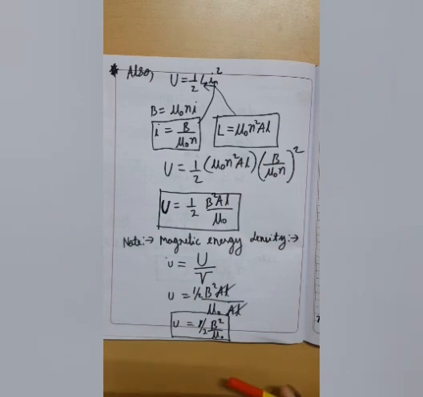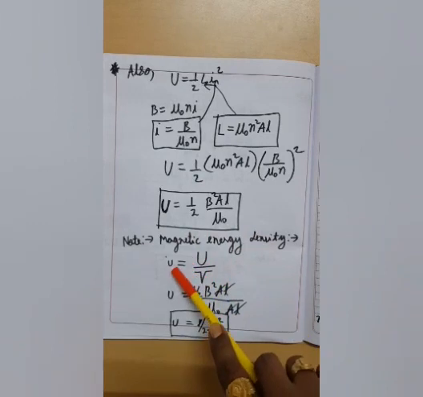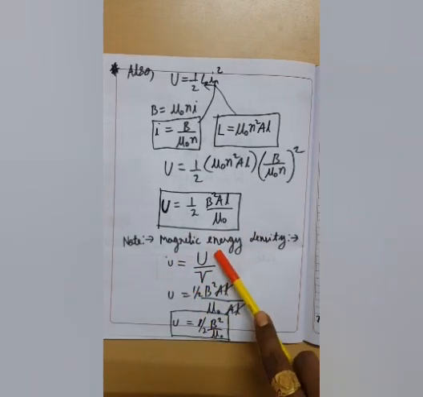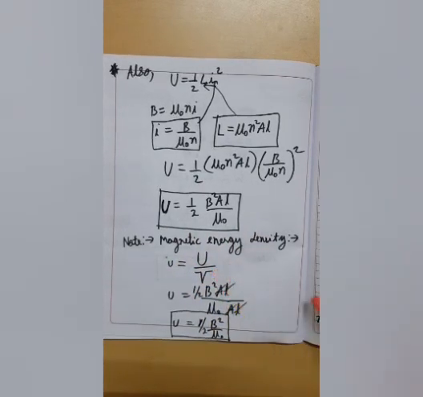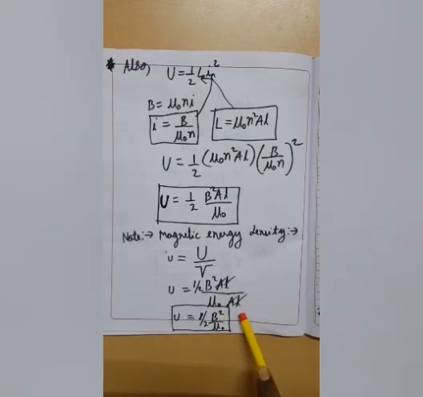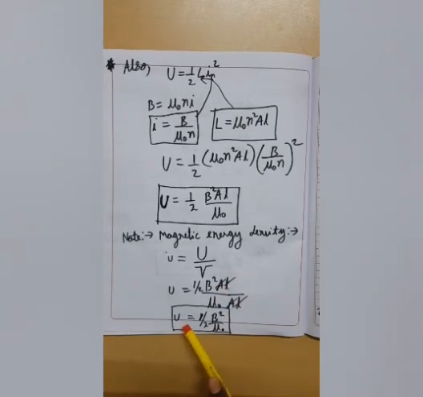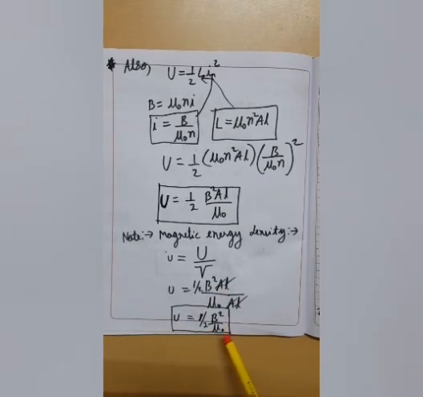Now let us talk about energy density also. The energy density is small u is equal to capital U by V, where V is the volume. The value of capital U is half B square A l by mu naught, and for volume I am writing A into l, area into length. After cancelling out this A l, we are left with the energy density u is equal to half B square by mu naught.